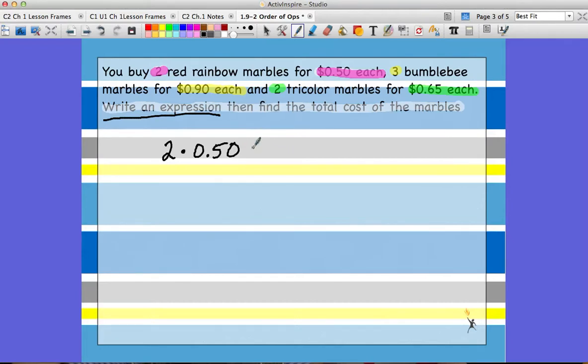We're also buying, so since we're adding to the purchase, we're going to add 3 90-cent marbles. So we're going to add the 3 times the 90 cents because that's how we're going to find out how much the 3 marbles that were 90 cents would cost. And then we have the 2 marbles that were 65 cents each. So of course we would take 2 times 65 cents each.